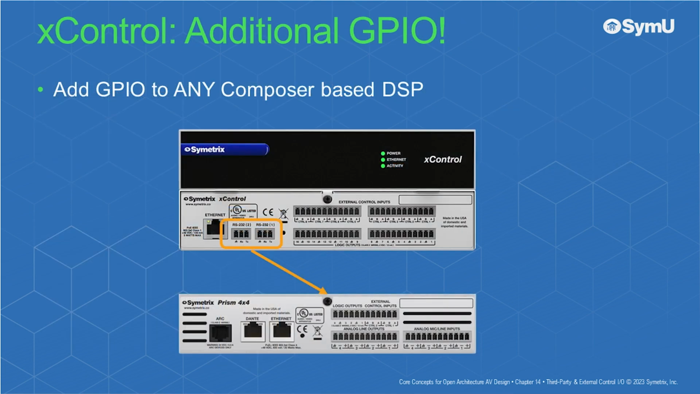The X control increases the GPIO count of our Edge and Radius NX DSPs, with 2 RS-232 ports, 8 analog inputs and 16 logic outputs, without purchasing additional DSPs. Moreover, the X control adds RS-232 capabilities to DSPs that do not have onboard RS-232, such as our Prism series.